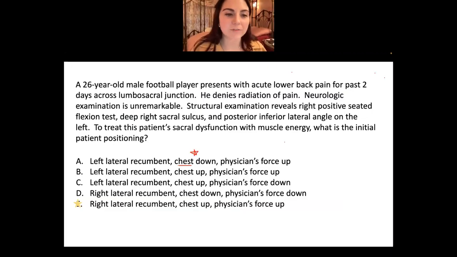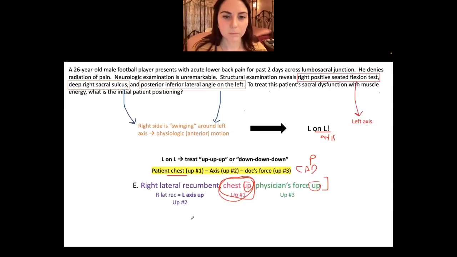So if they're laying left lateral recumbent, that means they're laying on their left. So the axis would be down. So this would be down, up, up. Okay. Sacrum. It's okay. You have a week and a half. You guys have a week and a half. Okay, next.